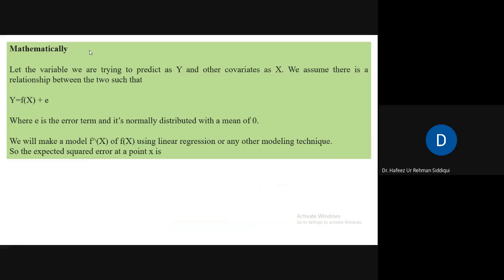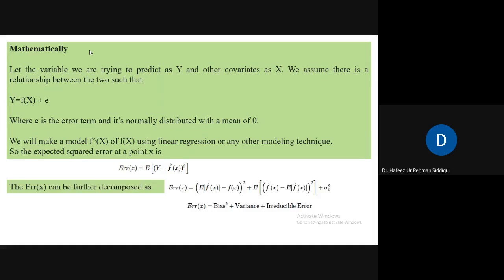Mathematically, y is the prediction, x is the covariates, and e is the error. So the error is actually the sum of bias squared, variance, and an irreducible error.